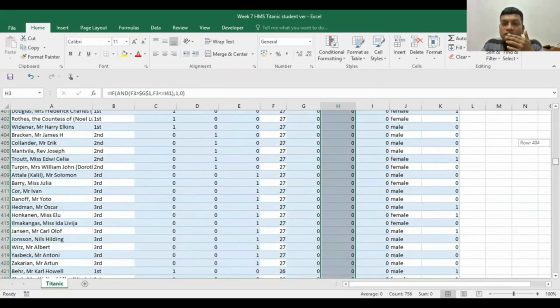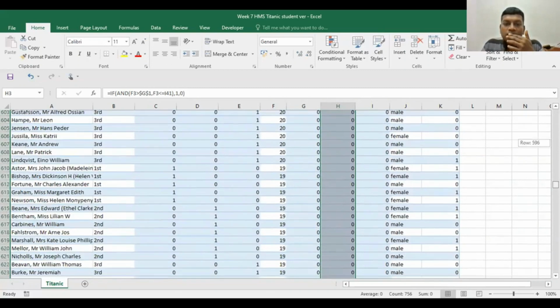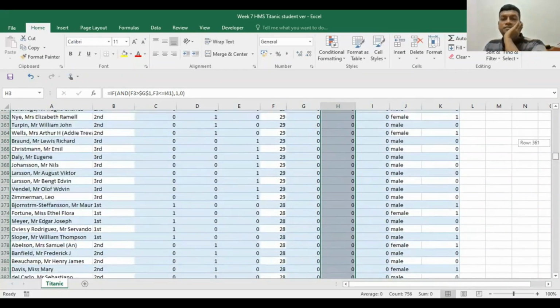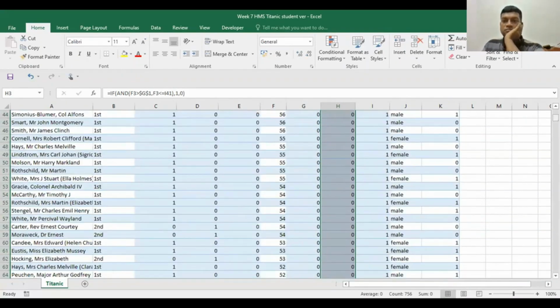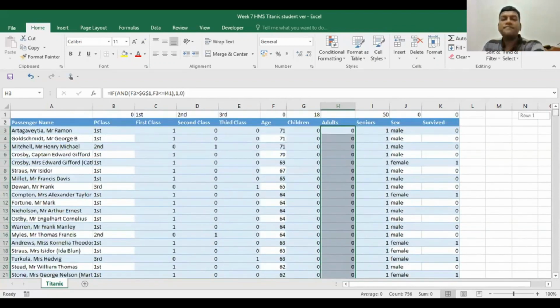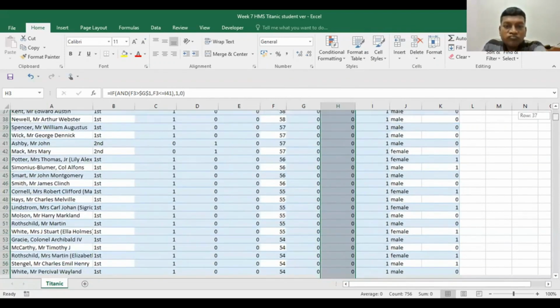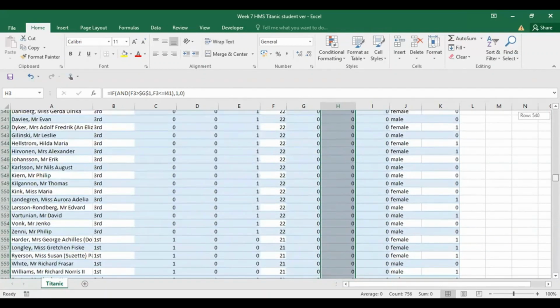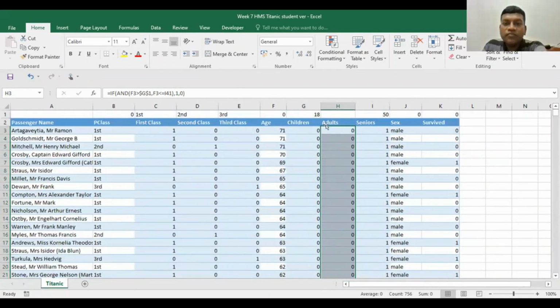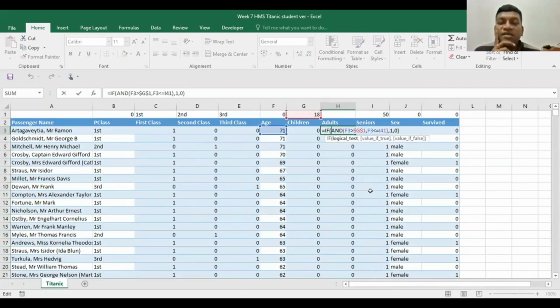And no, it's not turning. Something wrong with the formula. Let's try. Sir, I think I41, why this? What is that? Sorry. Yeah, because there are two conditions we are checking. First is if F3 is greater than G1, that is if the person is above 18. Second is F3 should also be less than 50.